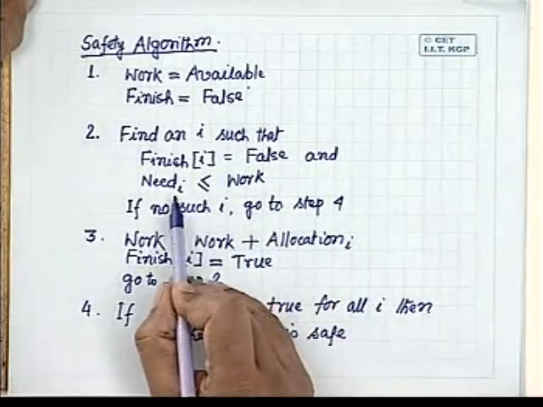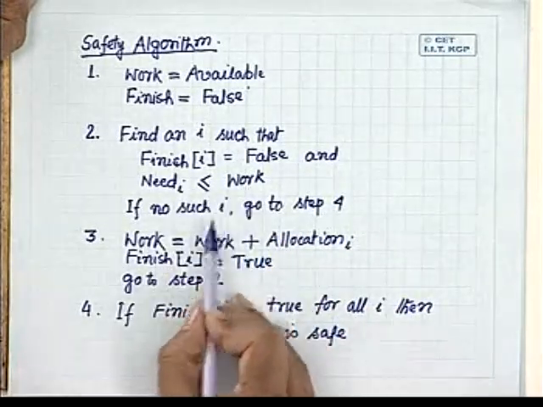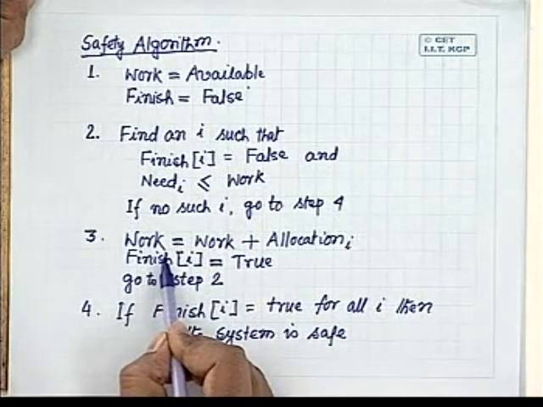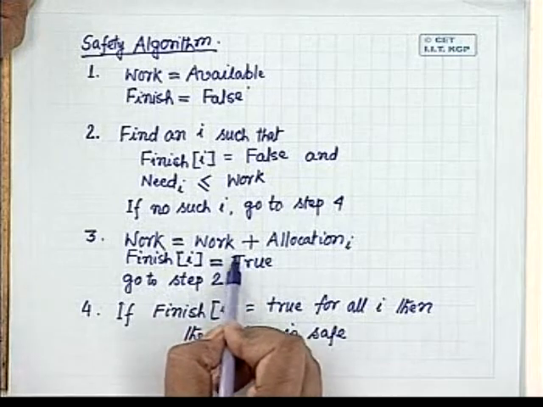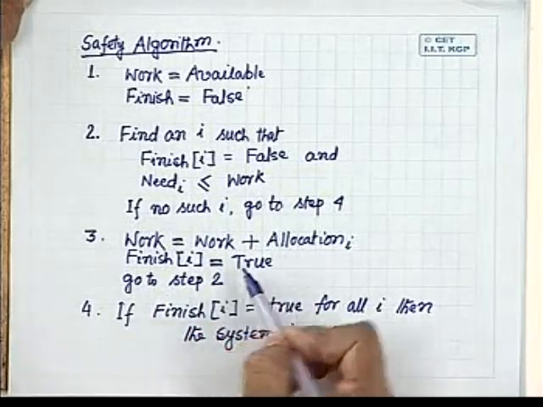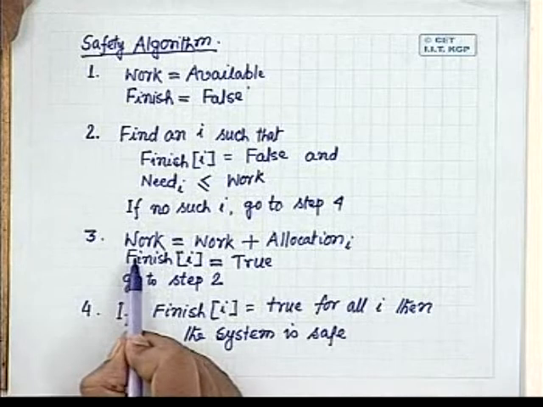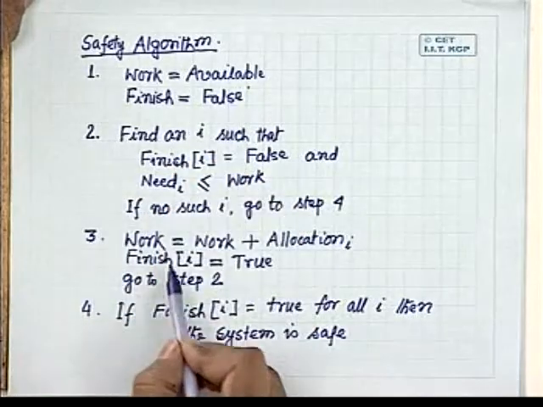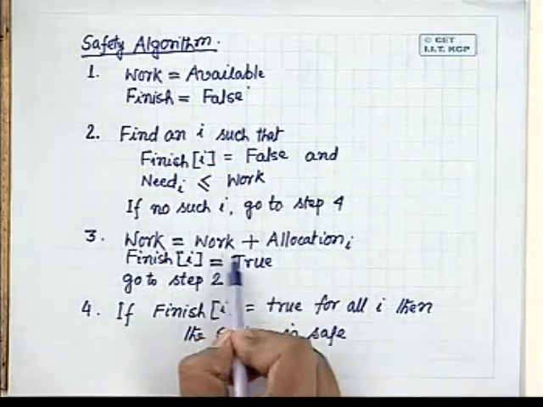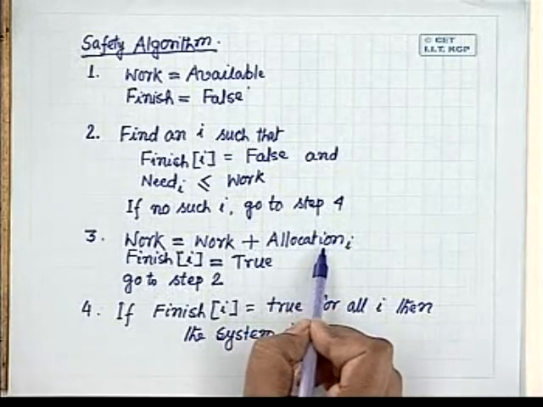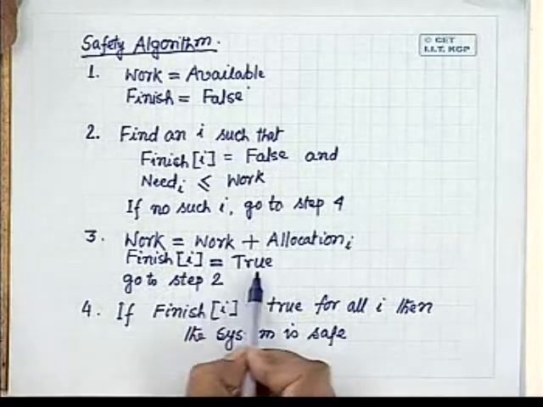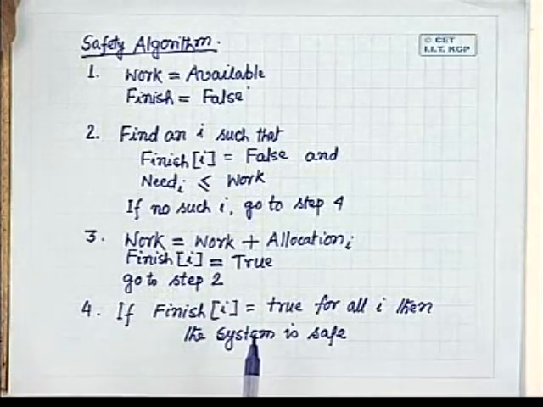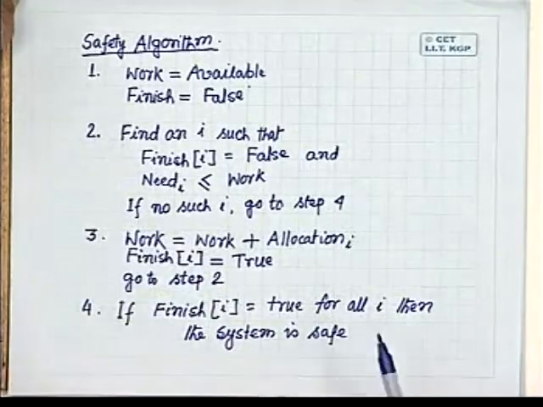Because this can be completed, we come to the next step. Once this process is complete, all the resources which are currently allocated to it will be released. So work, which is nothing but the available resources, is now incremented by allocation[i], and simultaneously finish[i] is made true, indicating that this process can complete. Then go back to step number 2.